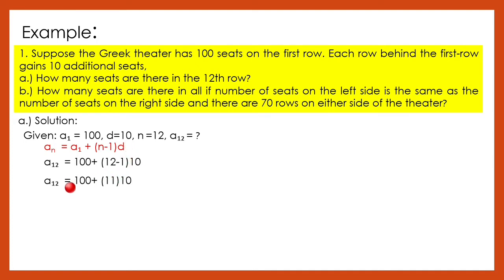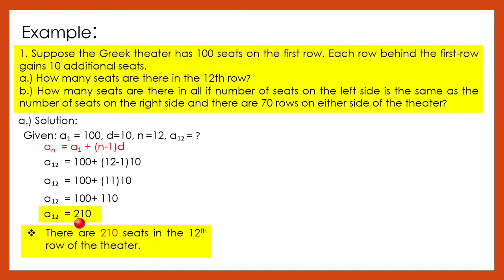And then, 100 plus 12 minus 1 is 11 times 10. We have 100 plus 11 times 10 is 110. And then add 100 and 110, the sum is 210. Therefore, sa pang 12th row, meron tayong 210 na seats. Therefore, there are 210 seats in the 12th row of the theater.